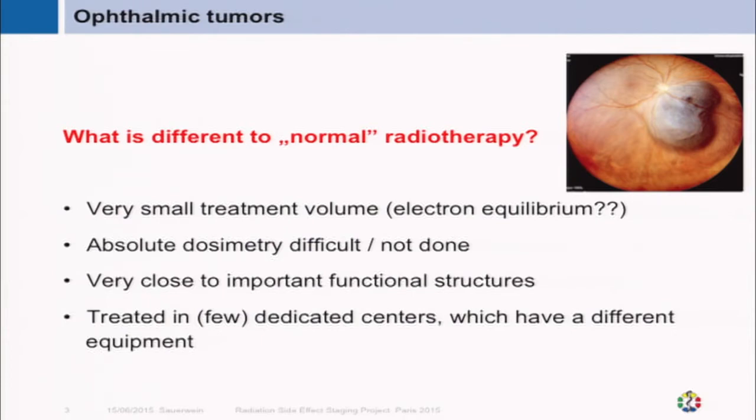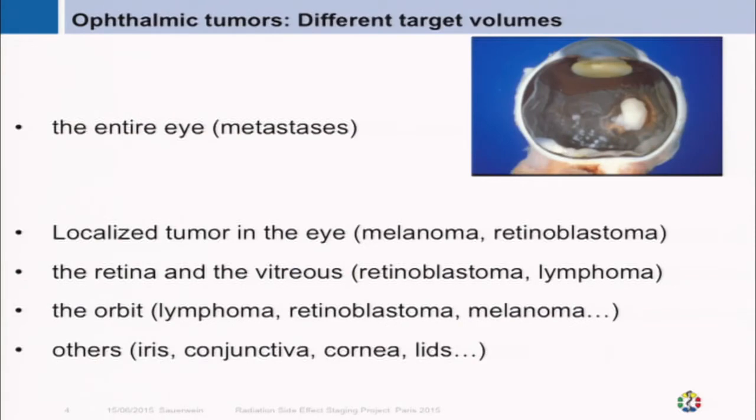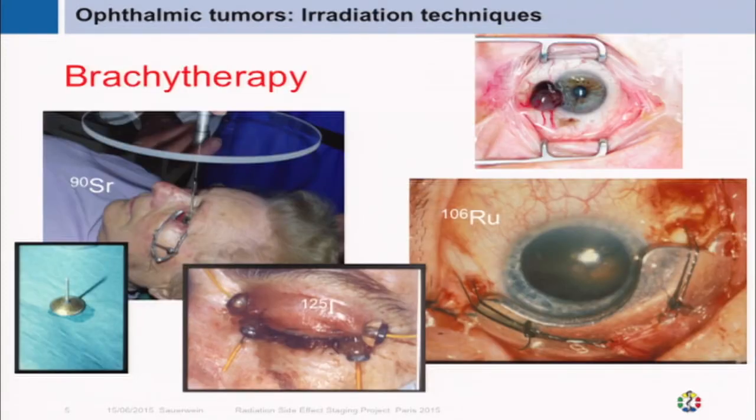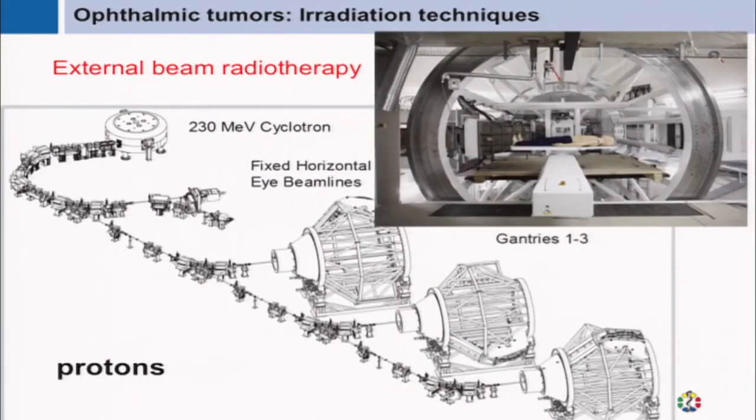The treatment volume is always very close to important functional structures. And finally, there are few places in the world really dedicated to treat such kind of disease. Everybody has different equipment and everybody is doing things differently. The different target volumes are another challenge. You may have a localized tumor in the eye, you have tumors in the retina, in the vitreous, and you all know on the other side you have also a lot of irradiation techniques. In brachytherapy alone, have a look on the image and you see very different approaches for different situations, but also for the same situation, we have different solutions.